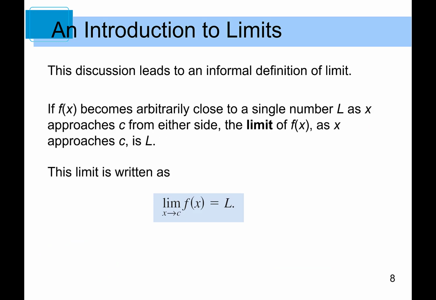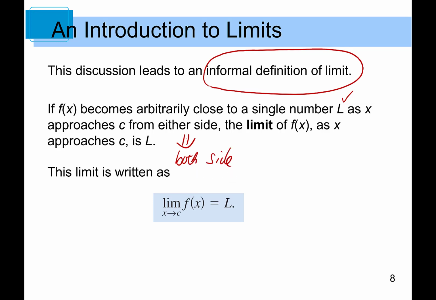So now let's talk about the informal definition of the limit. If f of x becomes arbitrarily close to a single number L as x approaches c from either side, meaning from both the left hand side and the right hand side, then the limit of f of x as x approaches c is L. This limit is written as the limit as x approaches c of f of x equals L. L is a constant. Okay, so this is the informal definition of a limit, and we're going to see this a lot.